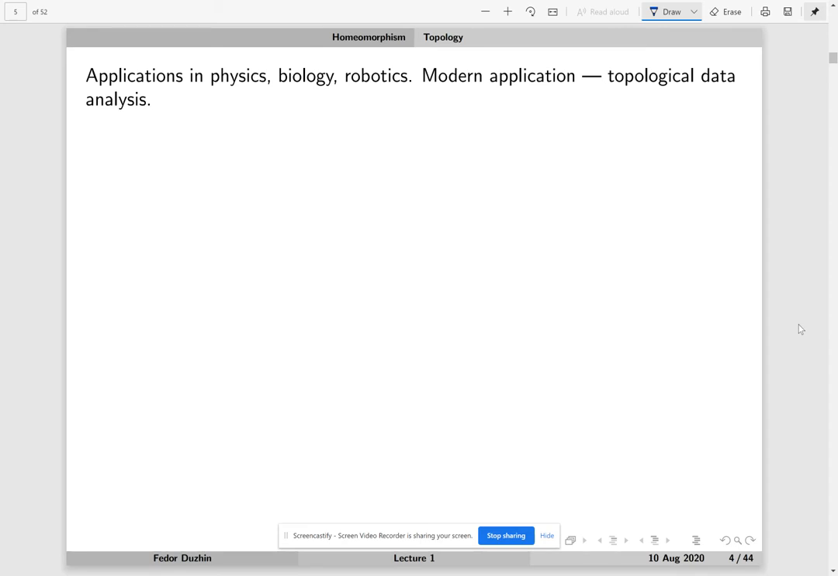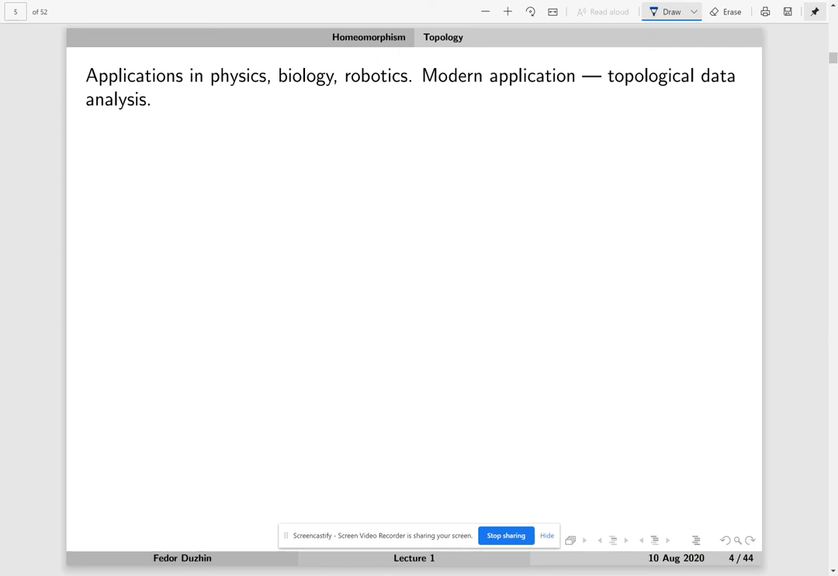So topology has a lot of applications in physics, biology, robotics. I know that a lot of you are doing physics, so you probably will want to dig deeper into topology in future. But now, let me just say a few words about a recent modern application that arose probably around 10, 15 years ago, topological data analysis. In topological data analysis, what we do is something like this. If we have some observation points scattered in some space, let's say for simplicity, some points on the plane, right?